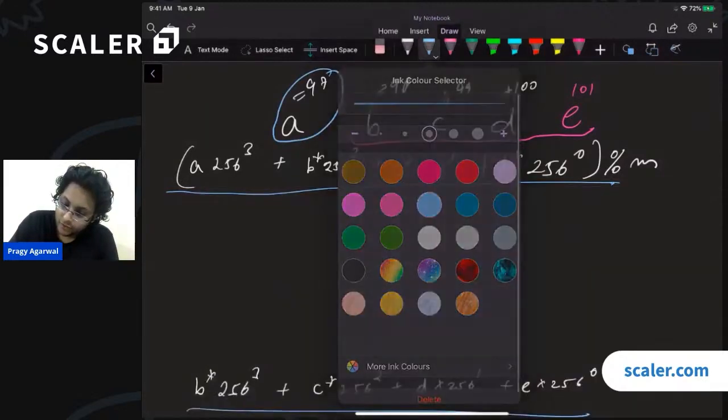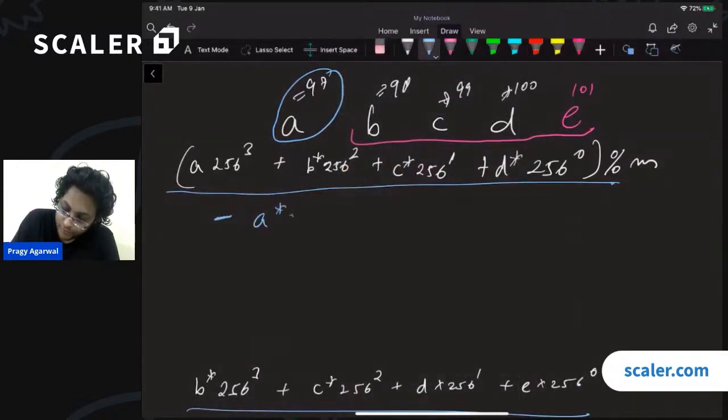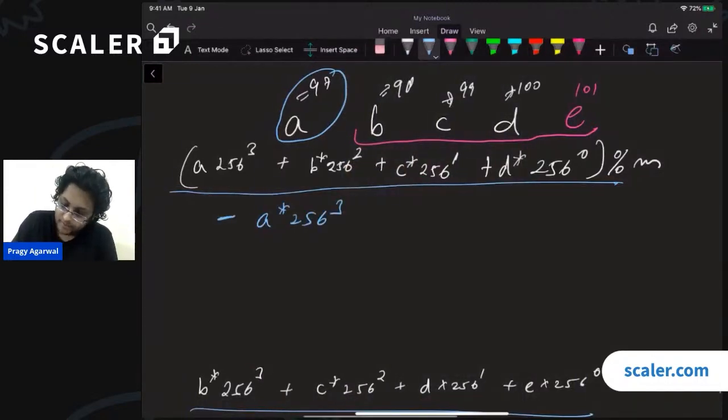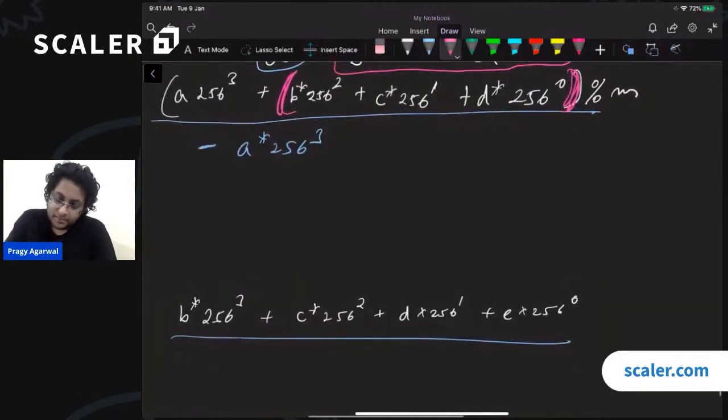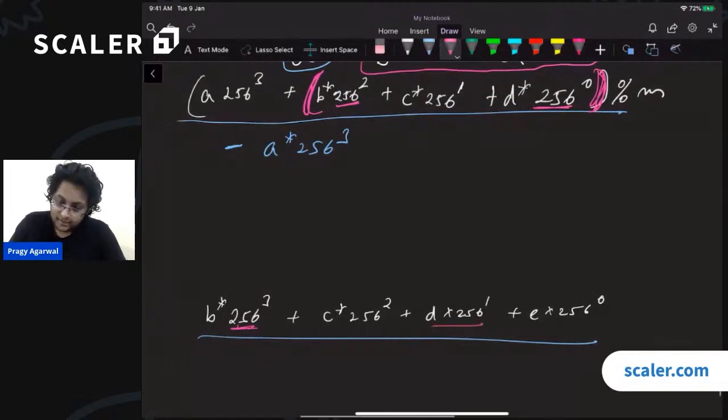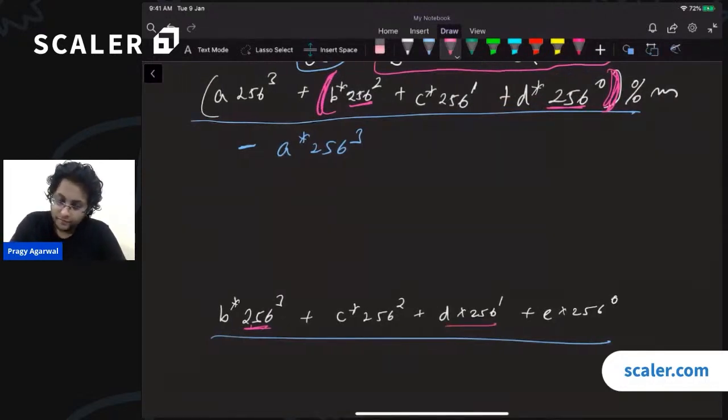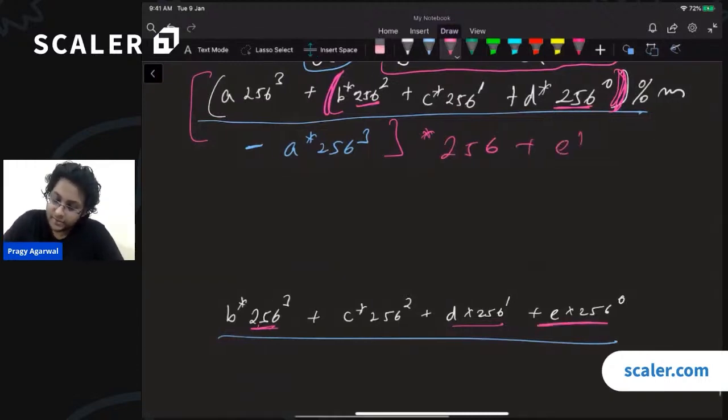So first of all, from this we can subtract A times 256 to the power 3. Now whatever remains, this part will remain. But we see that this part has one less power. Currently B is being multiplied by 256 squared, but we need B as 256 to the power 3. Similarly, D has been multiplied by 256 to the power 0, but we need D multiplied by 256 to the power 1. So we just multiply the remaining thing with the base 256. And then we just add this last value, E times 256 to the power 0. That is going to give us the new hash.